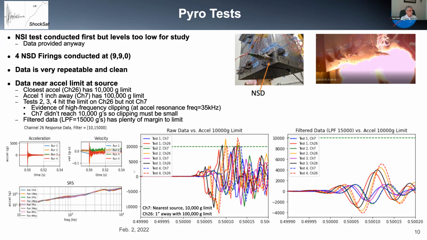Like I said before, some of these channels have a 10,000 G limit within plus or minus 1 dB. Well, we clipped on some of those at 10,000 Gs, but what we found was that when we filtered the data down to 10,000 hertz or 15,000 hertz, we were well below that. So we suspect this is the resonance in the accelerometer. We're not looking for 35,000 hertz data. We're looking for under 10,000 hertz. And this 15,000 hertz low pass filter shows good data. So we feel pretty good about this. We're actually very good about this pyroshock data.